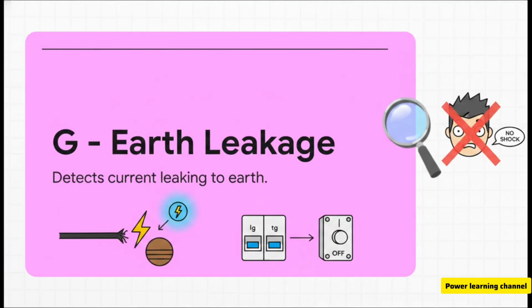And finally, G stands for ground fault, or earth leakage protection. This is your absolutely crucial, life-saving safety net. If insulation gets damaged and current starts leaking directly to the earth, G detects that missing current. Look, even a small leak is a massive shock hazard to personnel, so the G setting uses its IG and TG parameters to shut things down before anyone gets hurt.